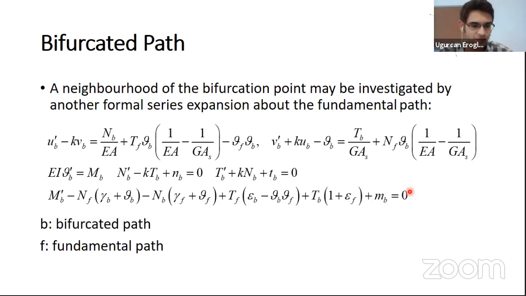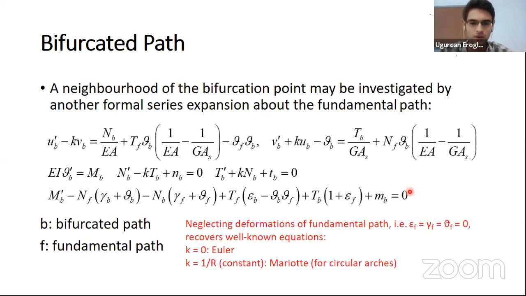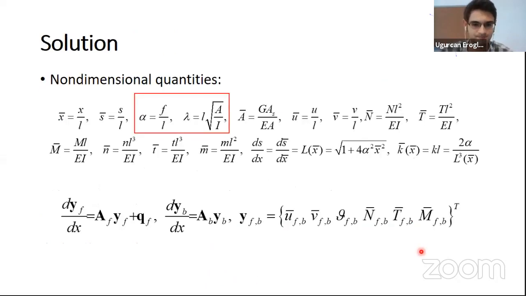By the way, the subscript F refers to fundamental path, but of course these are linearized approximations of the field functions of the fundamental path, I must say. We can show that under suitable assumptions, we can recover very well-known equations. For example, if you neglect the deformations of fundamental path, and if the curvature is equal to 0, you will end up with Euler-Coleman buckling equations. And if you assume K is equal to 1 over R and it is constant, then you'll end up with Mariotte equations for circular arches.